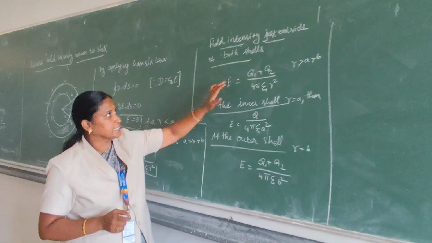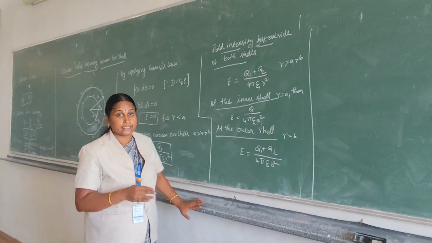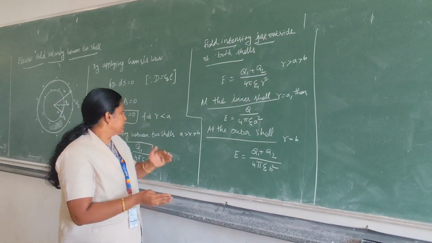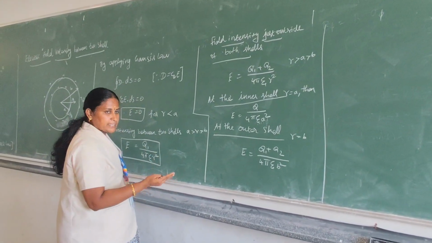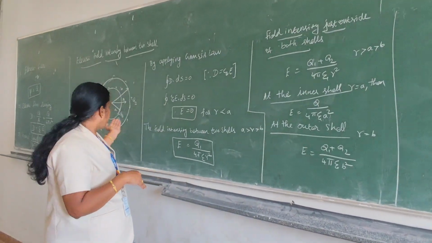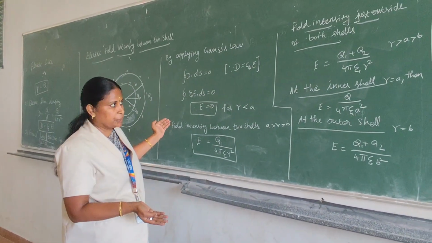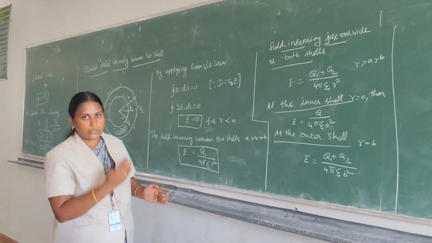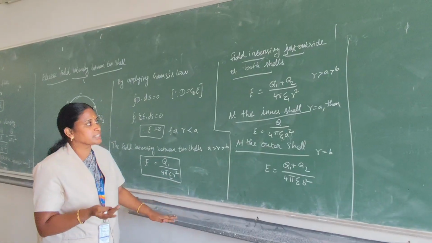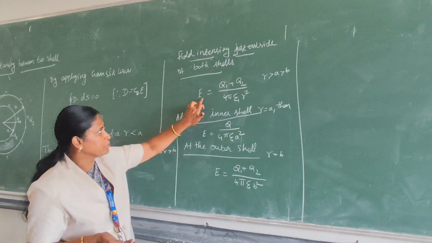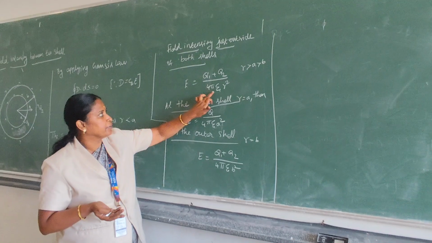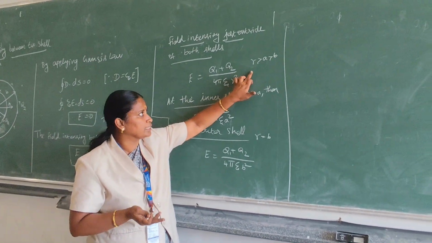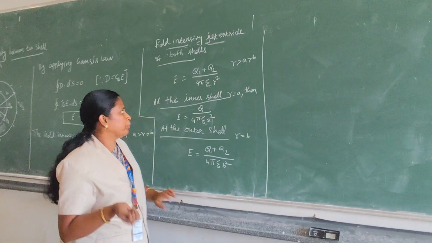Now the field intensity just outside both the shells, that is R greater than B. Here you have to add both the charges. After the inner shell the charge enclosed is Q1, and after the outer shell the charge enclosed is Q2, so you have to add both the charges. So your electric field intensity becomes E is equal to Q1 plus Q2 divided by 4 pi epsilon R square. Here you are considering R greater than A and greater than B, right?